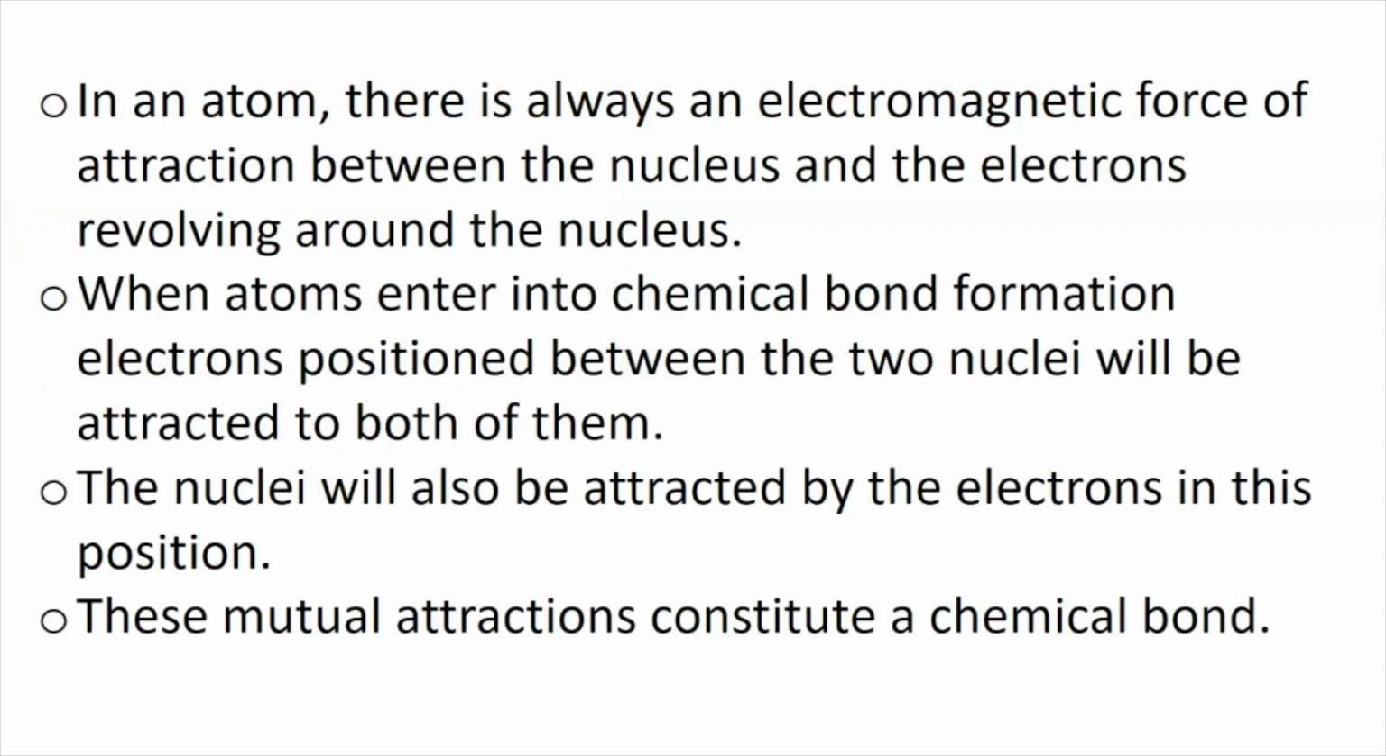In an atom, there is always an electromagnetic force of attraction between the nucleus and the electrons that are revolving around the nucleus. Here, when atoms enter into chemical bond formation, electrons positioned between the two nuclei will be attracted to both of them. The nuclei will also be attracted by the electrons in this position. Thus, these mutual attractions constitute a chemical bond.